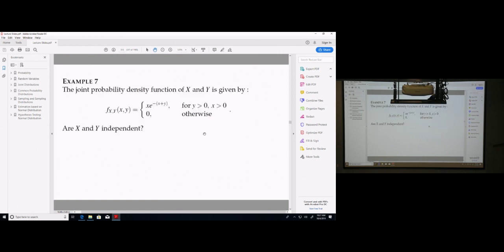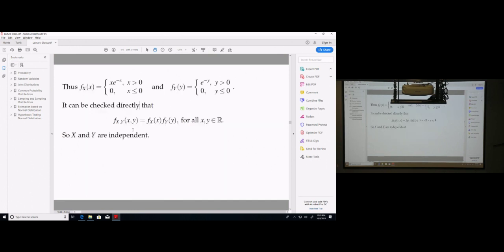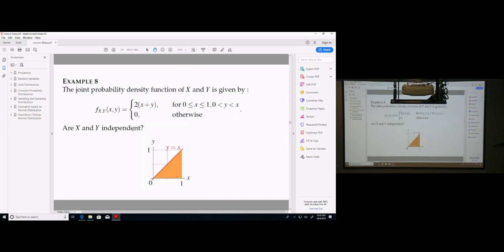And here, the question, example 7, asks whether x and y are independent. Now, what is coming in the next few slides would be hard work. First of all, I have to find the marginal, and then I have to check. So this is what is being done. This is the work here. But in fact, I will tell you something a little bit faster, and that is called the factorization theorem.